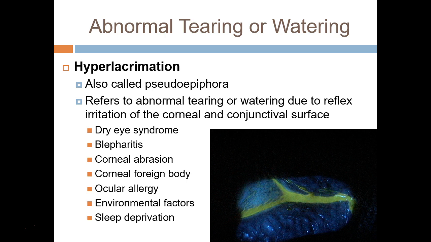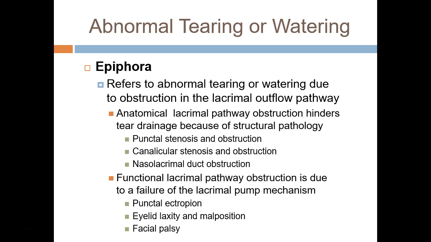And you see all of the various conditions that can cause this hyperlacrimation. Dry eye, blepharitis, any kind of foreign body or abrasion on the surface of the eye, an allergic response, environmental factors like a cold or wind, sleep deprivation. So there's lots and lots of things that can cause hyperlacrimation, but hyperlacrimation is not epiphora. Epiphora is when you have an obstruction in the lacrimal outflow pathway, either an anatomical one or a functional one. And that's what we're going to talk about today. We're going to talk about either anatomical lacrimal pathway obstructions or functional lacrimal pathway obstructions.